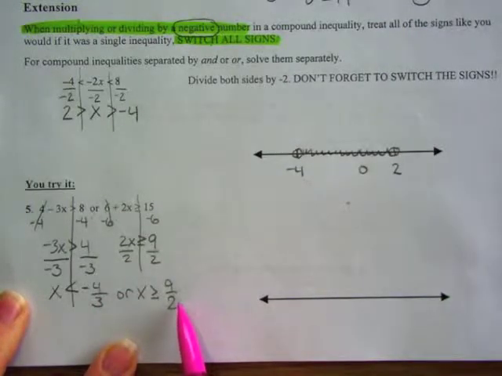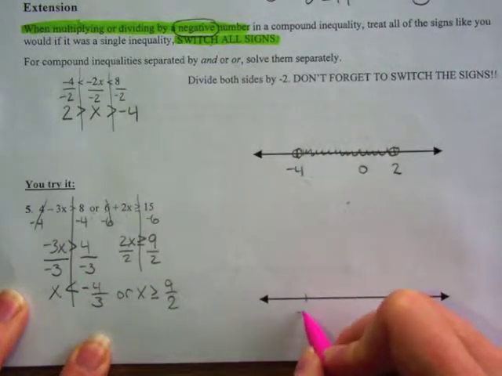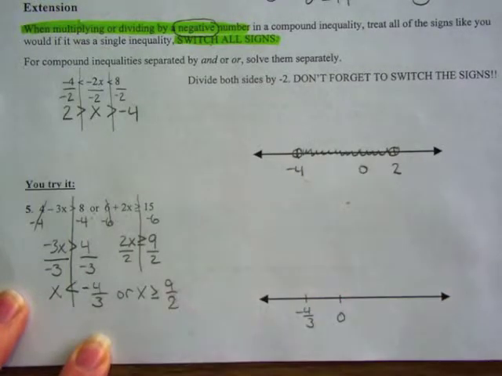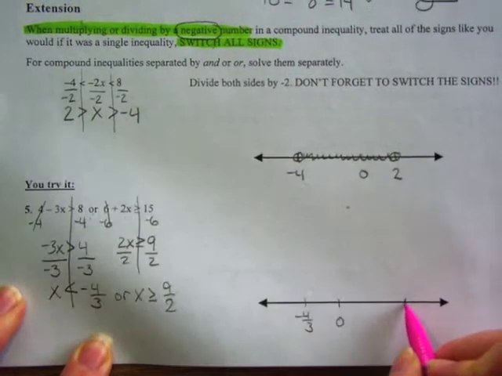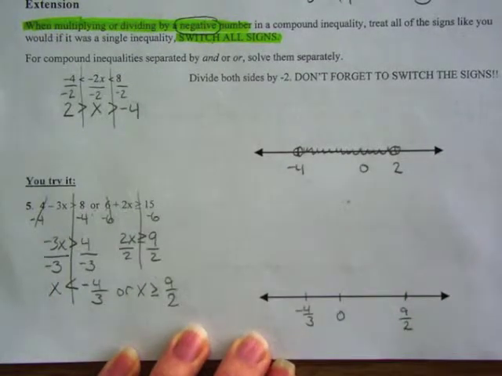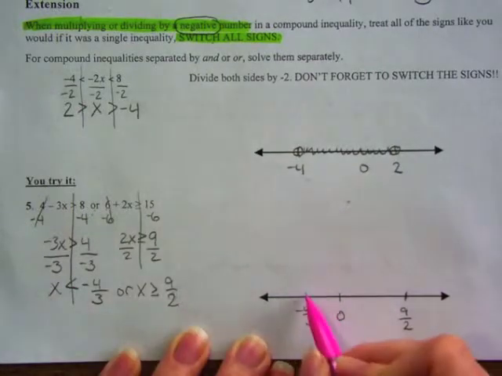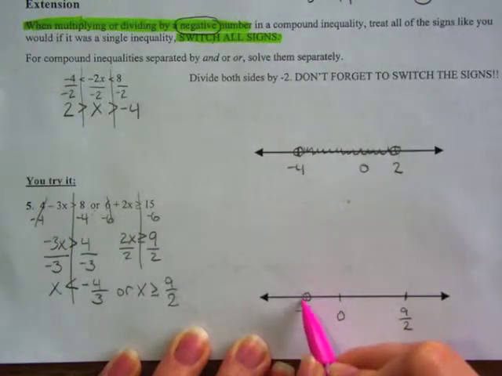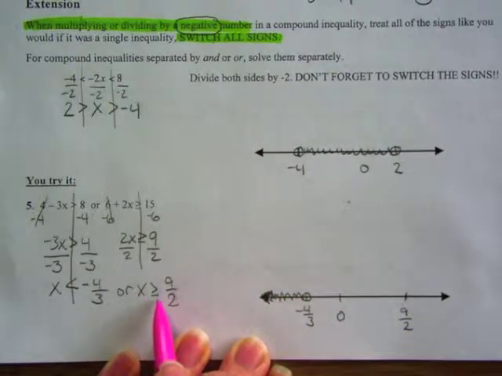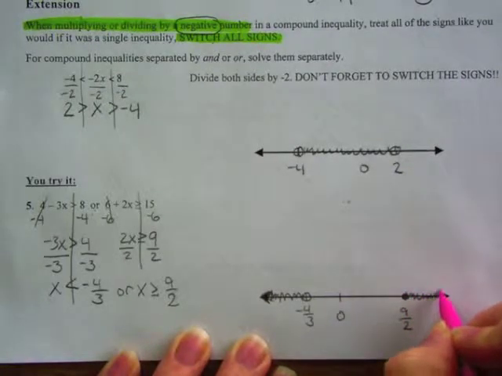Okay, I could just simply graph it that way. 4/3, that's 1 1/3, so negative 4/3 is over here. 0. 9/2 is 4.5, so it's further away from the 0. So I'm going to go ahead and put the 9/2 a little further away from the 0. Okay, negative 4/3 has less than but not equal to, so I'm going to put an open circle there. Less than grabs me to the left. Greater than or equal to 9/2, so I need a closed circle there. And I'm going to go greater than, so to the right.